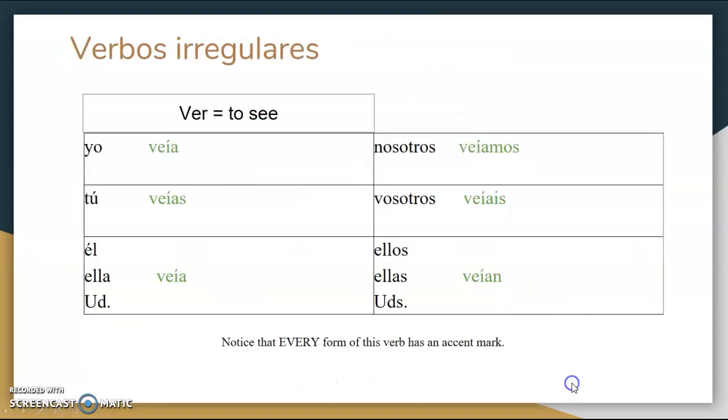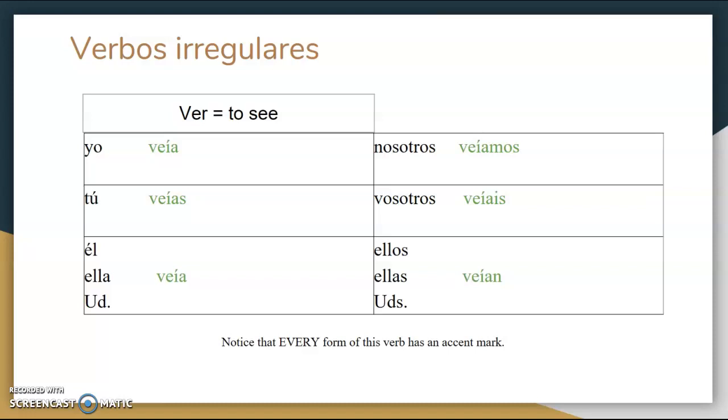And ver, you have veía, I used to see. Veías, you used to see. Veía, she used to see. Veíamos, we used to see. Veíais, y'all used to see. Y veían, they used to see. And there you have it. There are your regular and irregular verbs in the imperfect tense.